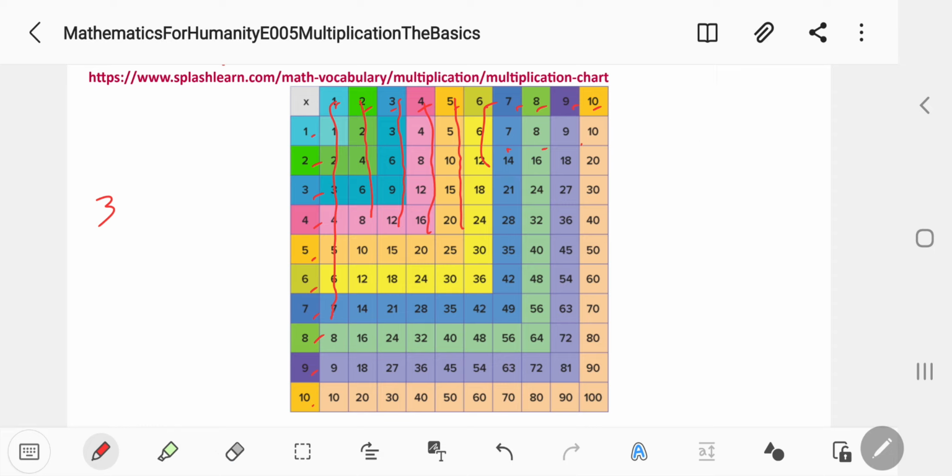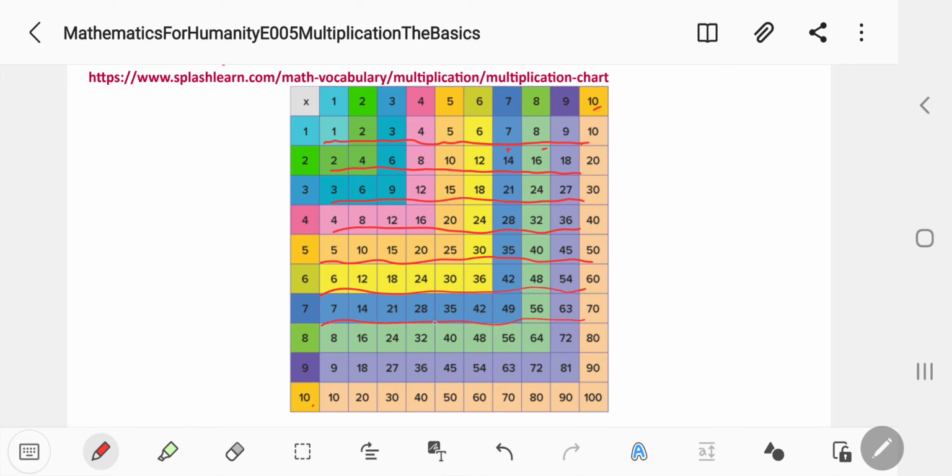And then in this row, you're counting by ones. In this row, you're counting by 2. In this row, you're counting by 3. In this row, you're counting by 4. 5 on this row, 6 on this row, 7 on this row, 8 on this row, 9 on this row, and 10 on this row. So that's how it was constructed. I don't know the history of this, but it's quite clever. It's very concise.